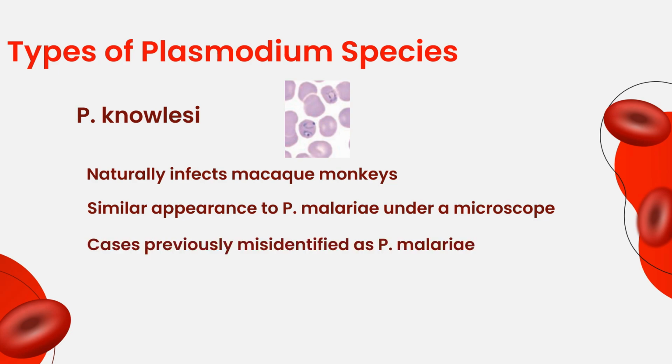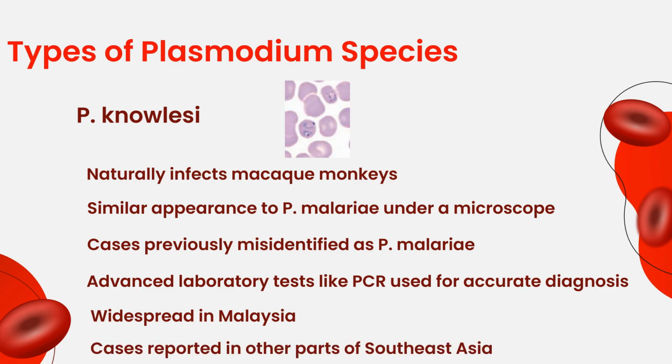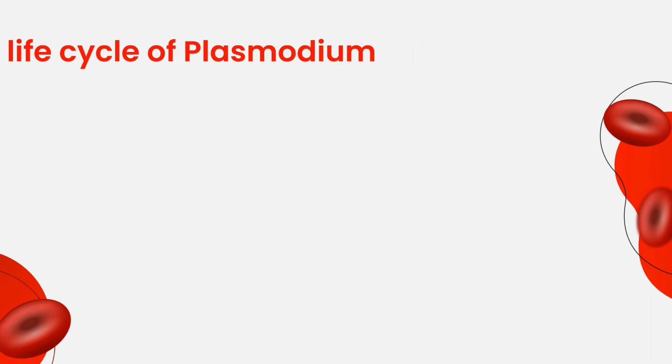In fact, for many years, hundreds of cases of Plasmodium malariae in Malaysia were actually caused by Plasmodium knowlesi, when more advanced laboratory tests like PCR were used. Plasmodium knowlesi malaria is now known to be widespread in Malaysia and cases have been reported in other parts of Southeast Asia as well. Life cycle of Plasmodium.